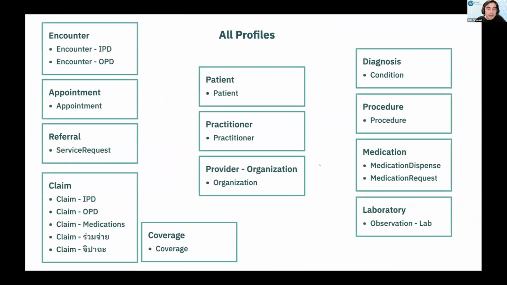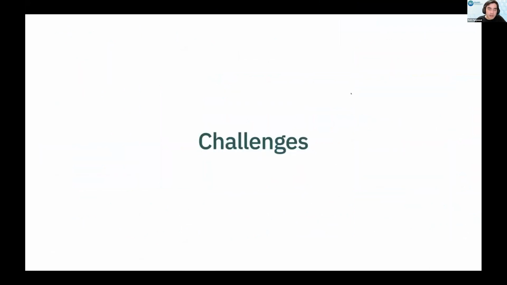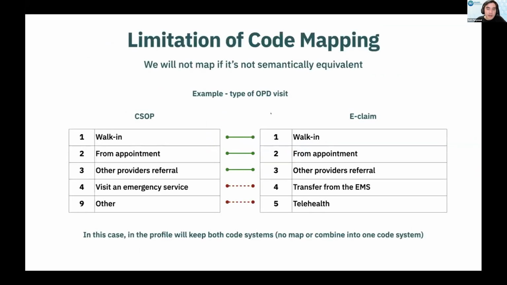The outcome is 18 profiles, and most of them are in the financial area, right? Because it's the claim data, it has a lot of financial data, but it also has some clinical data as well. The challenge that we face, the one thing that I think is the most problematic, is the limitation of the code mapping. For example, in the original data set, they have an element that records information about the type of OPD visit.